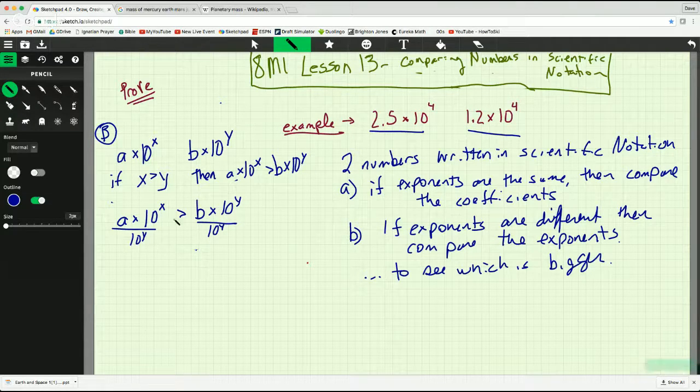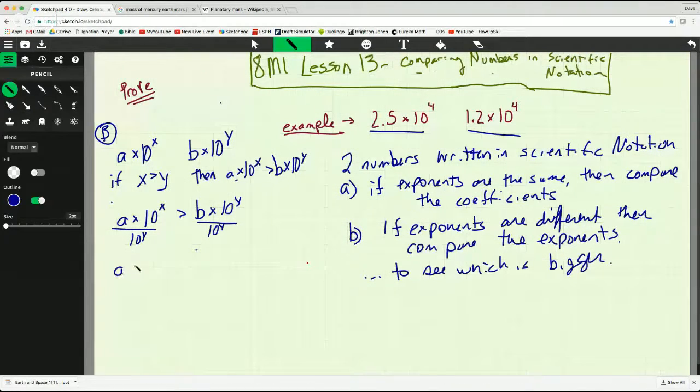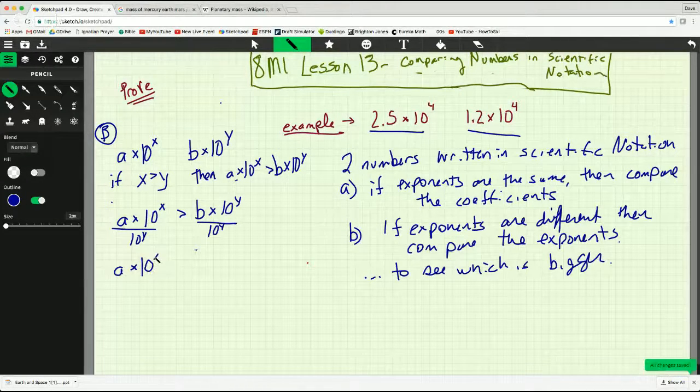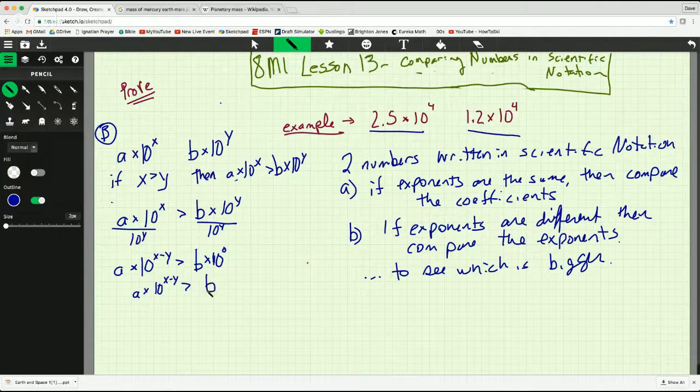So on the left side here, remember, I have a times 10 to the x. By my exponent rules, I have a times 10 to the x minus y. And on the right, I have just b times 10 to the 0. Right? y minus y is 0. And we know that 10 to the 0 is just 1. So I have a times 10 to the x minus y is greater than b.